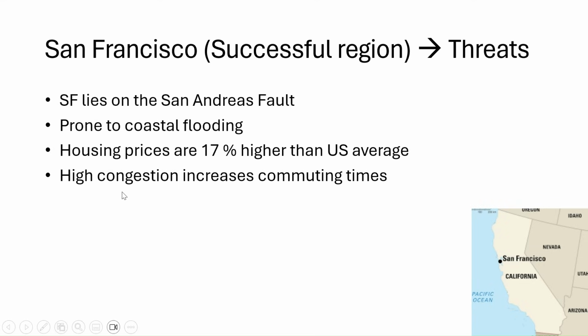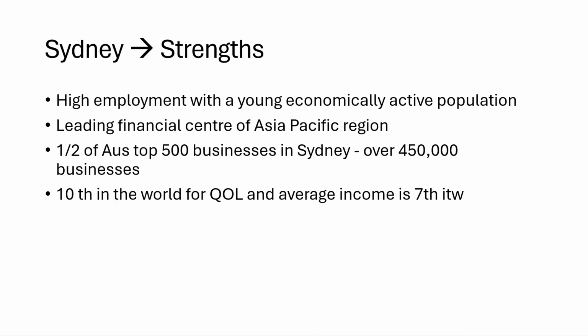So it lies on the San Andreas Fault. It's very prone to coastal flooding, and housing prices are 70% higher than the US average. So obviously, this would deter potential people wanting to move there. And there's high congestion, which increases commuting times, which again, are quality of life things people want to think about.